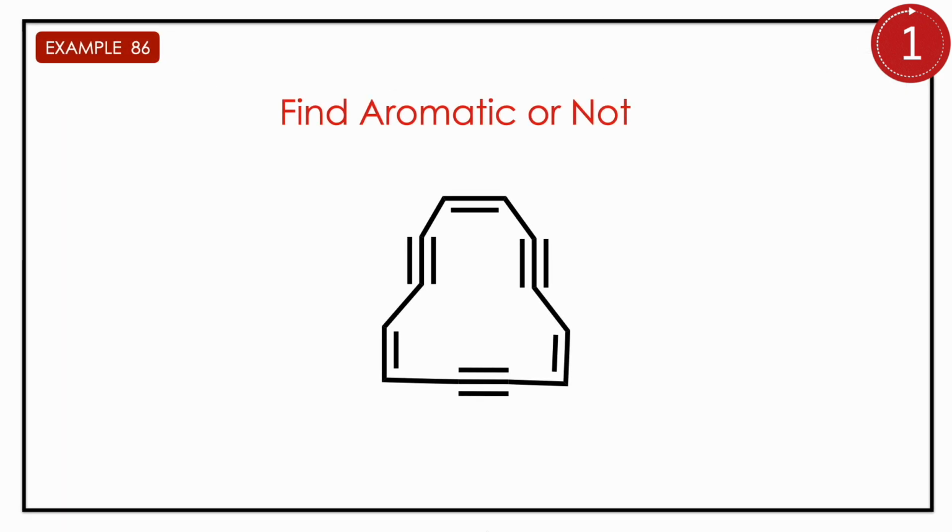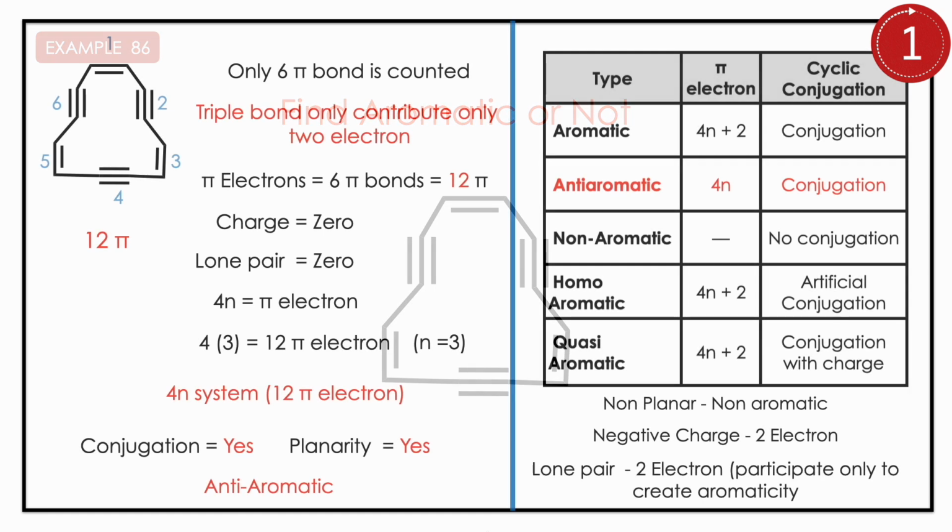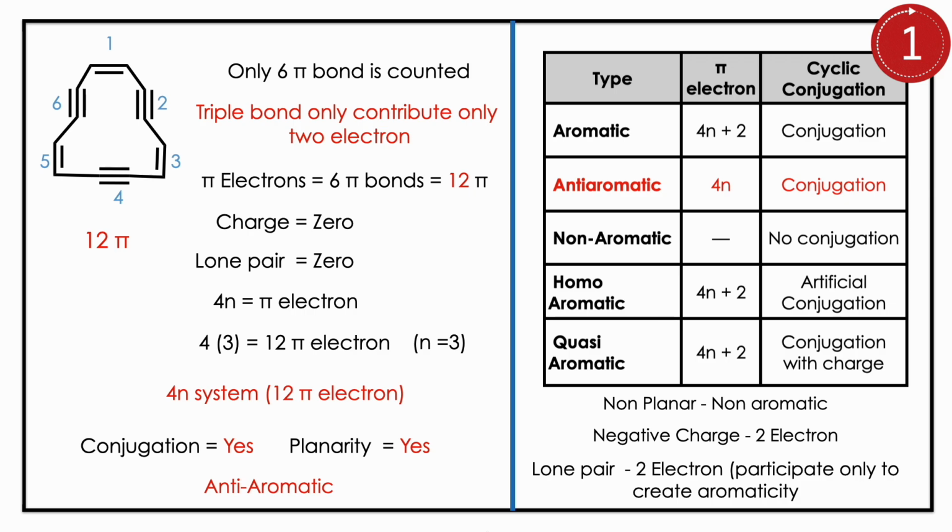Then the next example, you have a macrocyclic system with double and triple bonds. You should find whether the given compound is aromatic or not. Here the system is big but it has 3 triple bonds in the system. A triple bond only contributes 2 electrons, not 4 electrons, because the triple bond orbitals are perpendicular to each other. So only 2 electron participation.